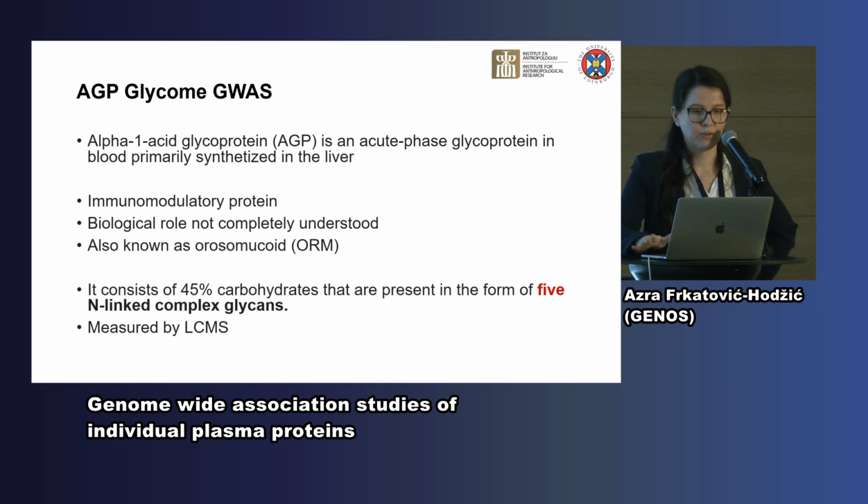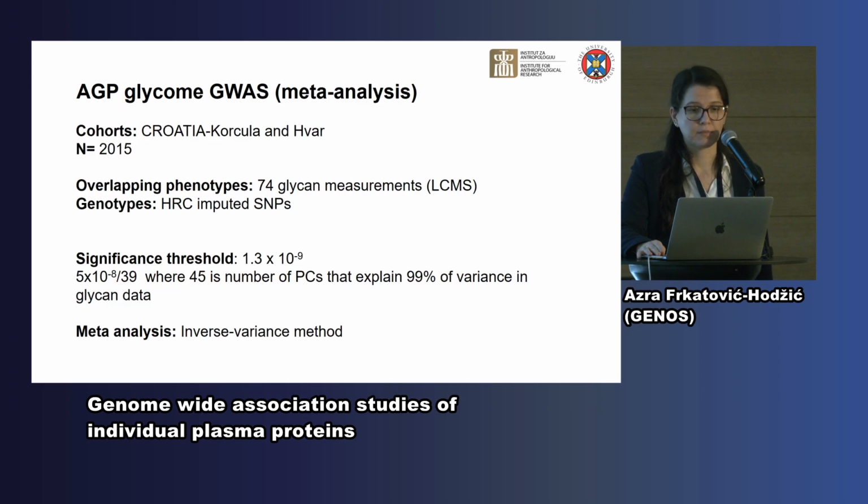Then this is totally new. This is the first time I'm presenting this. These are results from the AGP glycome GWAS, because we did in the meantime get the AGP glycome measurements. AGP stands for alpha-1 acid glycoprotein, an acute phase glycoprotein in blood, which is primarily synthesized in the liver by hepatocytes. We know that it is an immunomodulatory protein, however its biological role is not completely understood. You might also know it under the name orosomucoid, or ORM. With regard to its glycosylation, it has 5 N-linked complex glycans, which have been measured and characterized by the team at Genos using an LC-MS method.